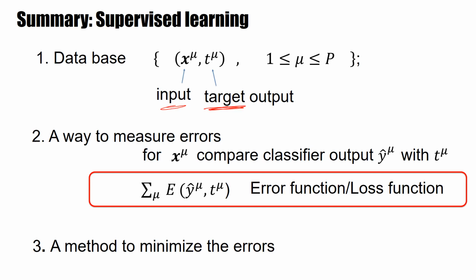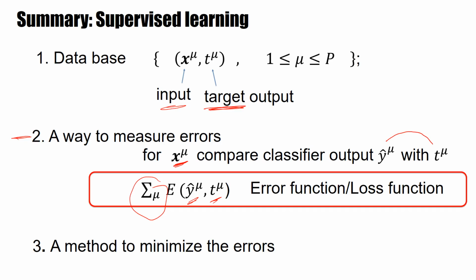That's the first thing. The second thing is we need a way to measure errors, which means for a given input x mu, we compare the classifier output with t mu. And the usual way of doing this is that you define some function of the difference between y hat mu, the actual output, and the target output, and then you sum over all data points because you want the error to be small for each and every data point.